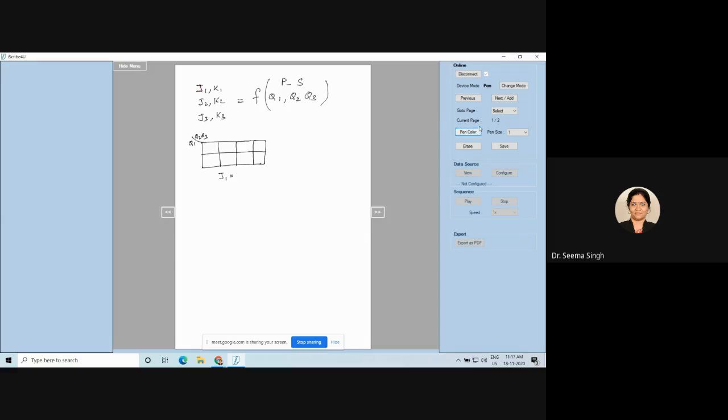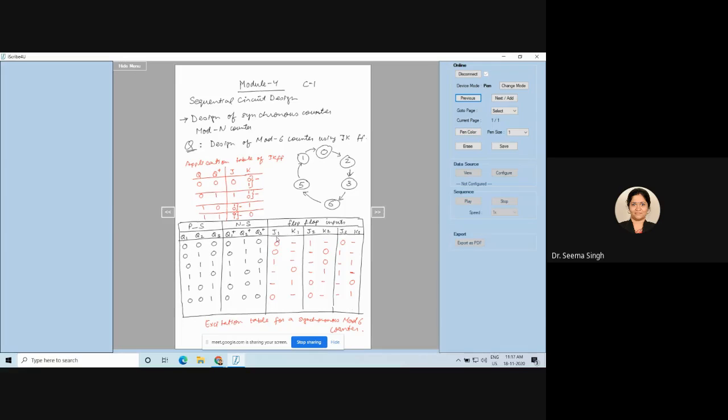Now let me go to the previous page, and all of you can see now. I am writing for J1. So you have to concentrate on this column only. Now in this column, how many ones can you see? You can see only one, right? This one is one for which one? This one is one for 3. Can you see this? For present state 3, my J1 is 1.